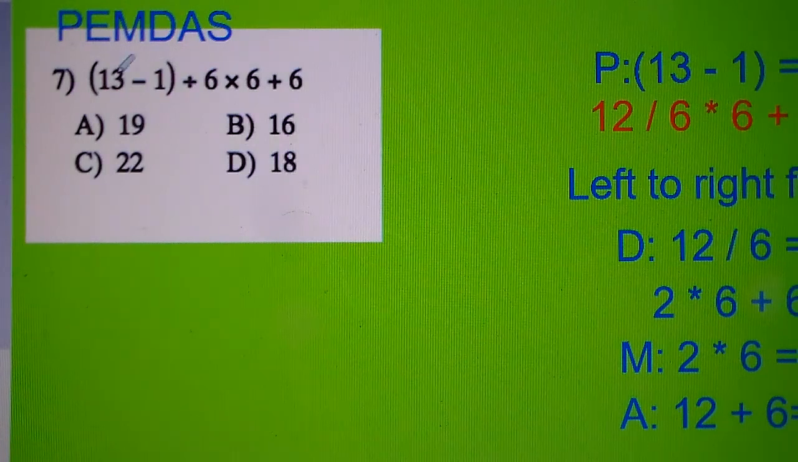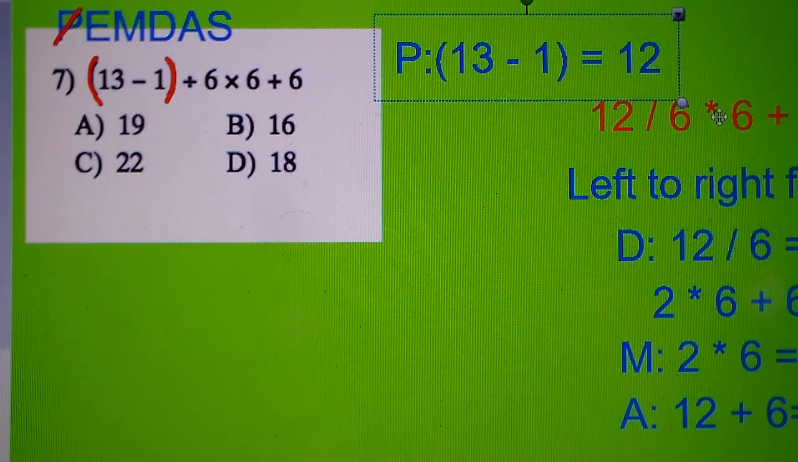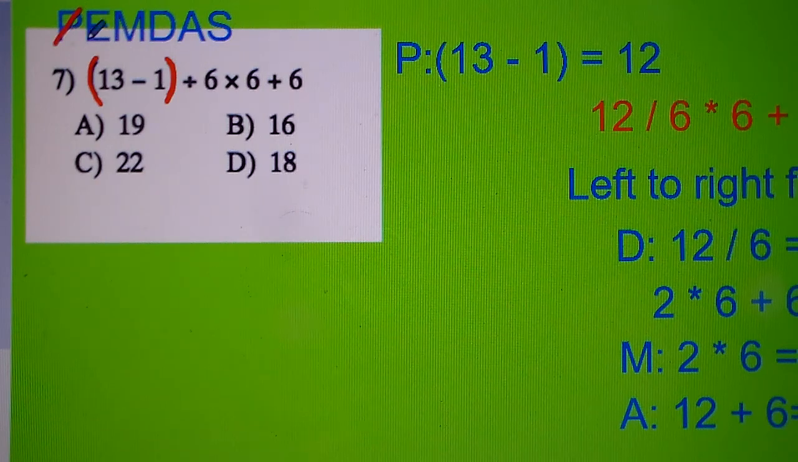Alright, so order of operations again. We have a parentheses, so we first got to focus in on this set of parentheses. 13 minus 1 is going to get us 12. Now that we have that 12 there, we have to do exponents, which we don't have any.